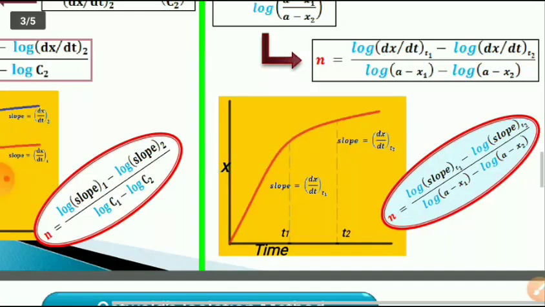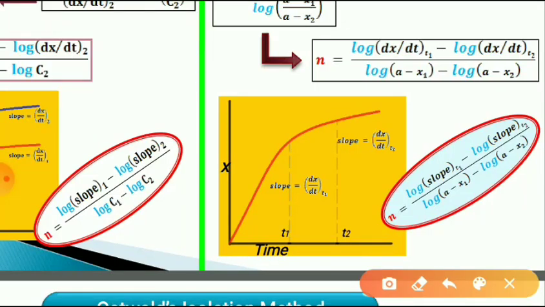If you plot the graph of x versus time, we get such type of curve. At two different times, t1 and t2, we can calculate the slope. For that we have to draw the tangent, which touches the curve, and also take two points on the curve so that we get the triangle. From that we can calculate the slope.